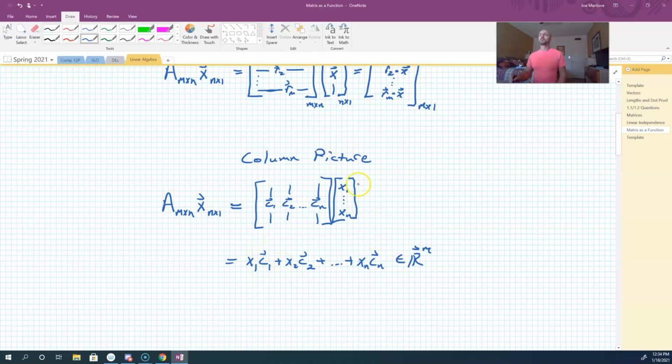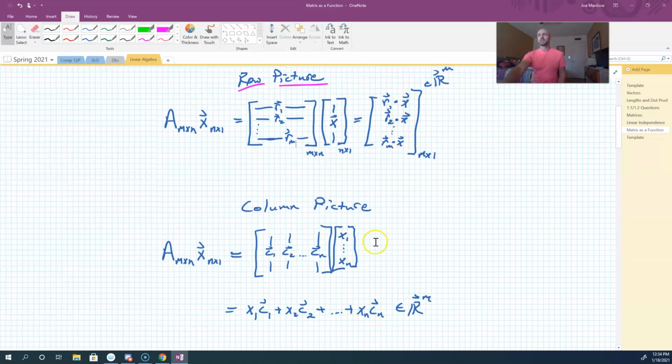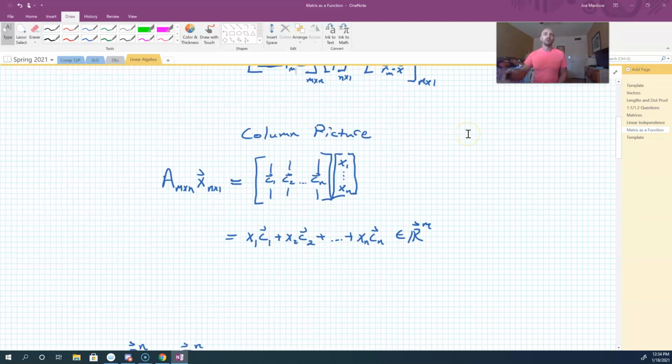That also is a vector in Rm because each column vector is a vector in Rm. Now, it would be worth a second to convince yourself that these two give the exact same result. They do. Spend a second and figure out why. I don't want to give away everything to you, so we have our two pictures, right? Our row picture and our column picture.